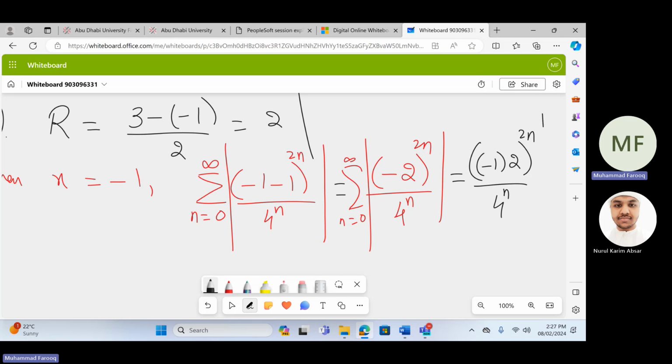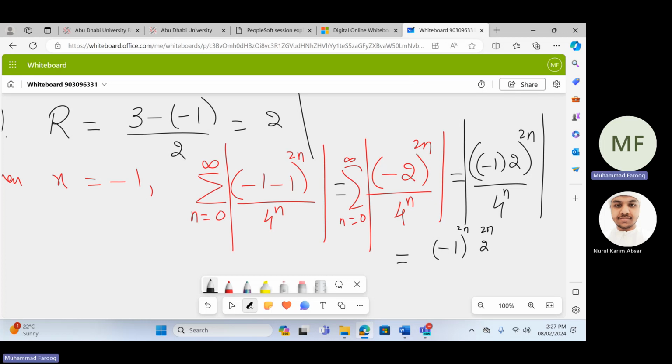4 power n, in absolute value. Okay, now next please. -1 has power 2n, and 2 also has power 2n. Look at here, I have two terms which are a product, and both have 2n power. I separate them.